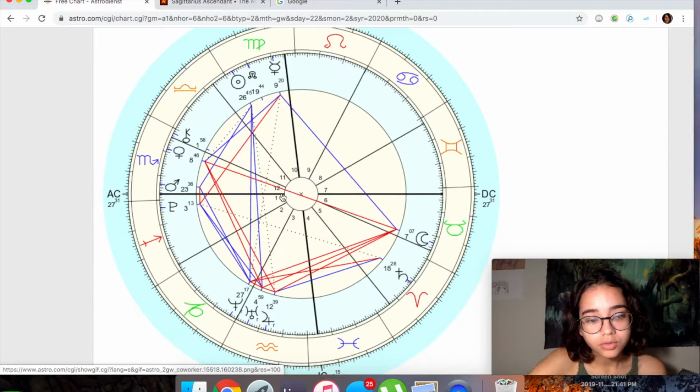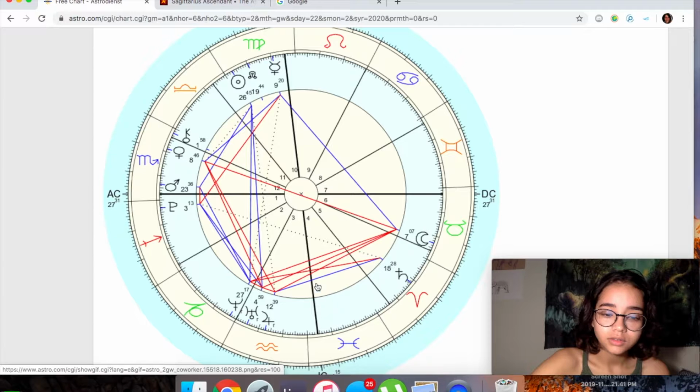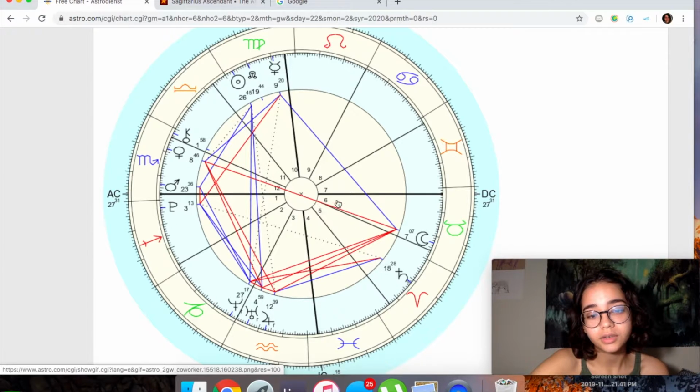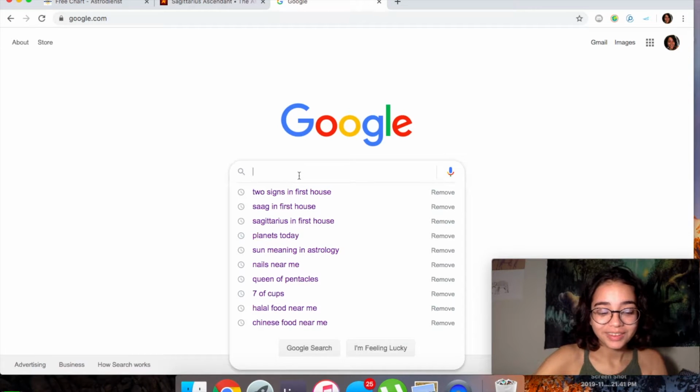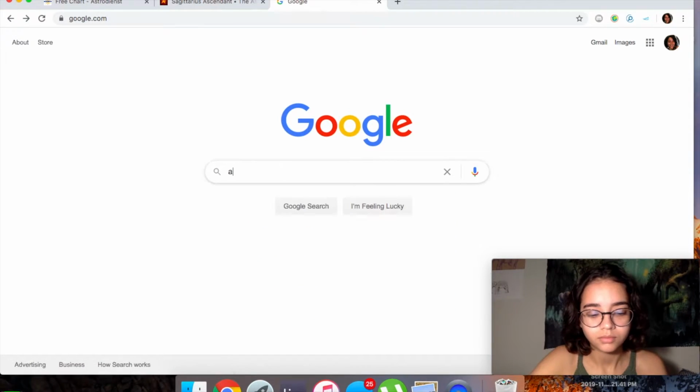So what you do is you have to look for the meaning of each of these darker, bolder lines that you see that are highlighted here. They're bolder than the rest because this line right here, wherever sign it's pointing to, is your ascendant sign, which is your rising sign. Okay? And literally, this is why Google's your best friend. You put what is an ascendant.